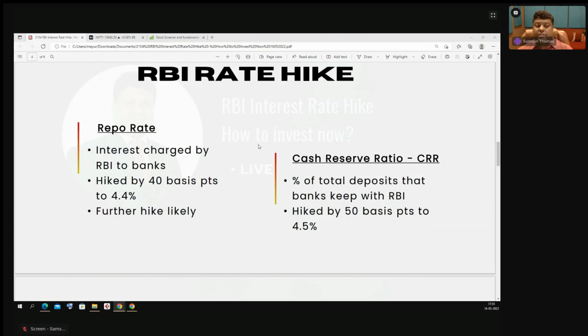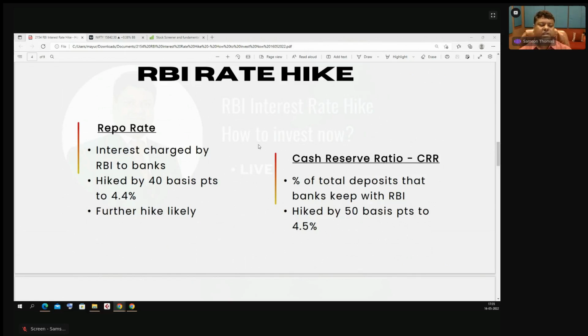But it looks like it was kind of an emergency, and they had to react to the hike in the US interest rates, and also the inflation, which was going beyond control. So they had to do something, and that is why this unscheduled hike. But this is not going to stop here. There is going to be a further hike.